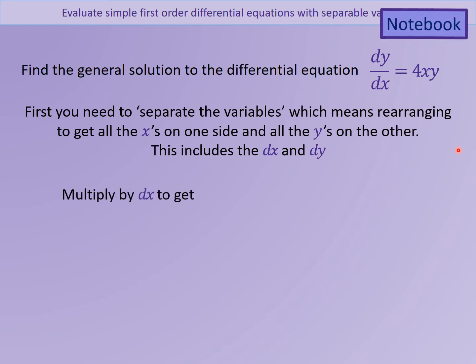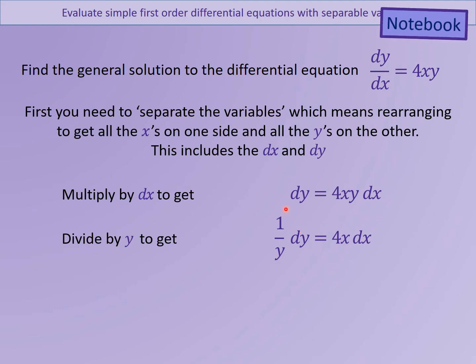Okay, so the first thing I'm going to do, just to make it a little bit neater, is multiply by dx. So I've got that. I'm almost there. I've got the y on this side, I've still got a y on that side. So let's get rid of that y and then I'll be sorted, because then I've just got x's on this side. Divide by y gets me 1 over y dy equals 4x dx. So I'm sorted now. I've got all the y variables on one side, all the x's on the other. It doesn't matter which way around these two go, as long as you have all the x's on one side and all the y's on the other.